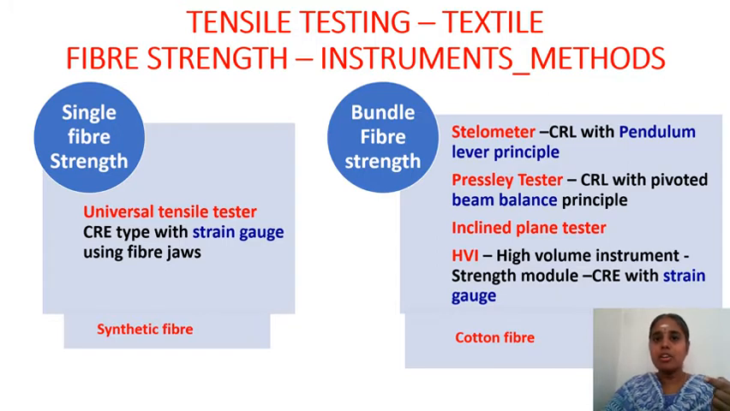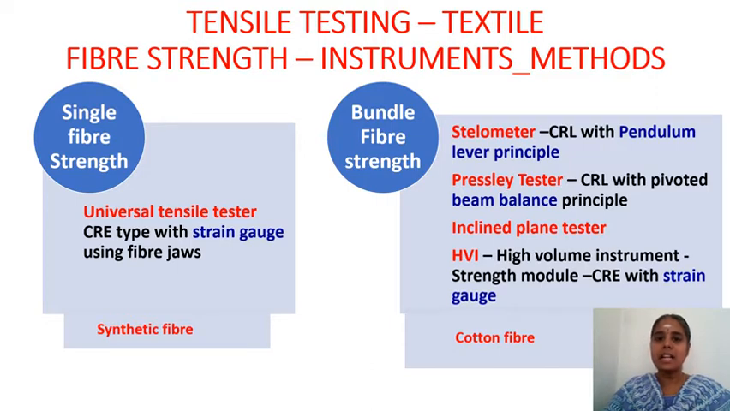A flat bundle of fibers, a bunch of fibers, is used for bundle fiber strength testing. Usually cotton fibers are used here. Bundle fiber strength testing is usually preferred over single fiber strength testing, because in a yarn there is a bunch of fibers rather than a single fiber. So the bundle fiber strength correlates better with the yarn strength.